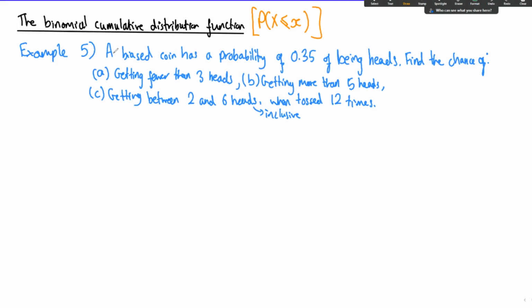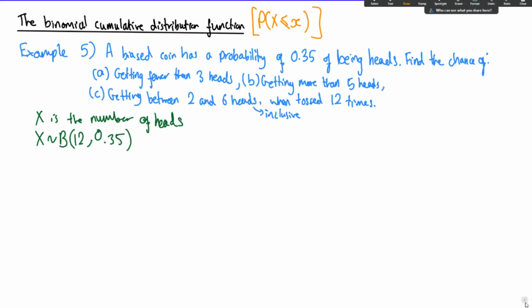Example 5 says a biased coin has a probability of 0.35 of being heads. Find the chance of A, getting fewer than 3 heads, B, getting more than 5 heads, and C, getting between 2 and 6 heads when tossed 12 times. So first off, let's define our random variable. Let's say x is the number of heads, and let's distribute that binomially. We have 12 tosses and a probability of 0.35.